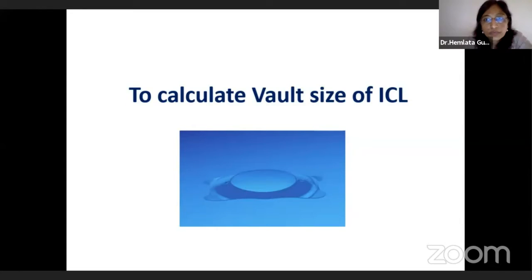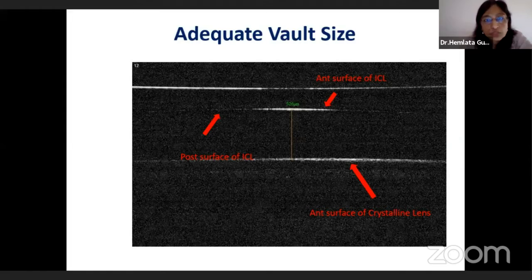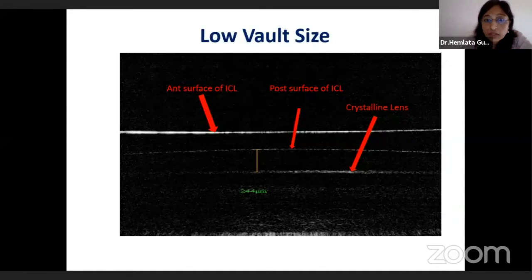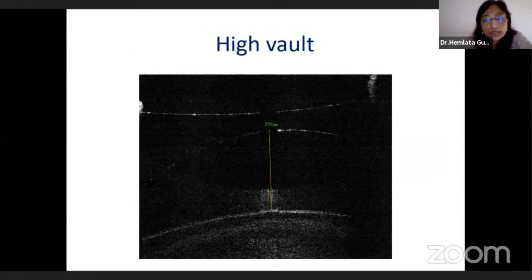We can also see the vault size of the ICL, which is the distance between the posterior surface of the ICL and the anterior surface of the crystalline lens. If there is a low vault, that predisposes the patient to cataract formation, and a higher vault can lead to glaucoma.